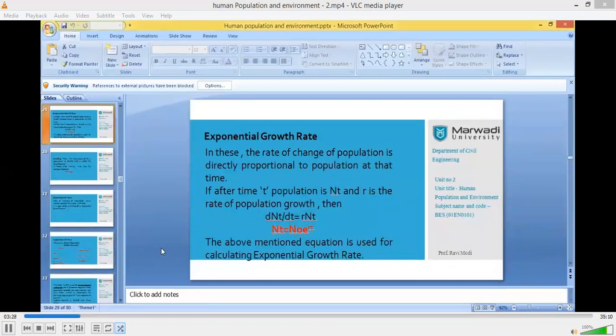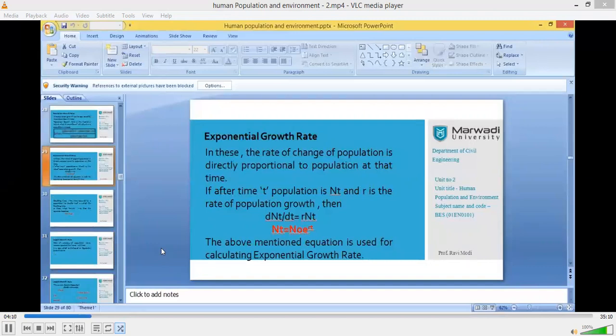Okay, next is exponential growth rate. Now we need to study this particular term as well. In this, the rate of change of population is directly proportional to the population at that time. So if after time t, I don't know how much t is, I have to assume it according to my convenience, if after time t the population is N_t, and r is the population growth rate, then the differentiation, that is dN_t/dt, is equal to r times N_t.